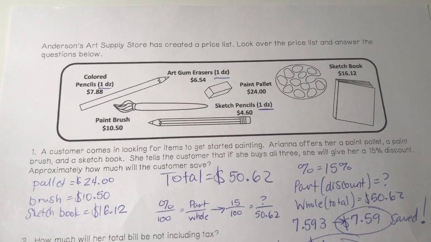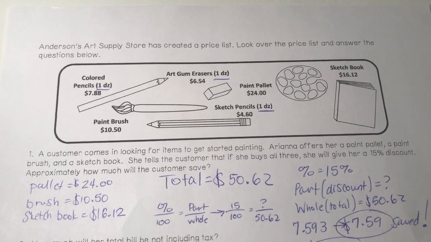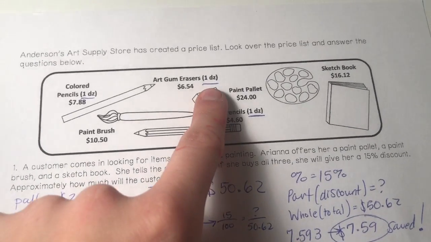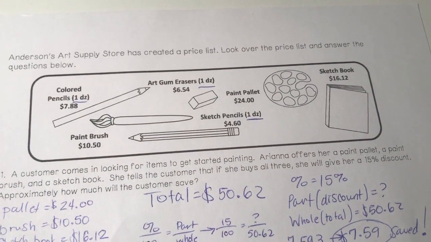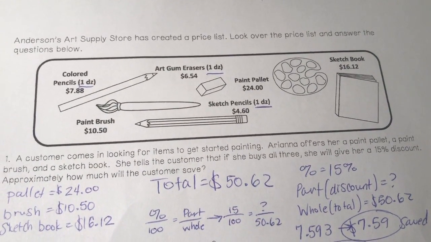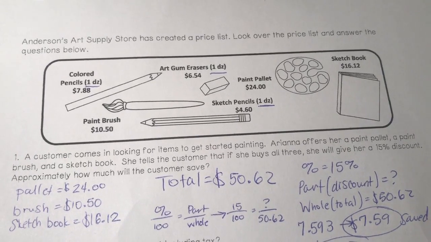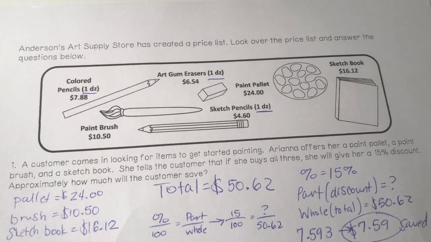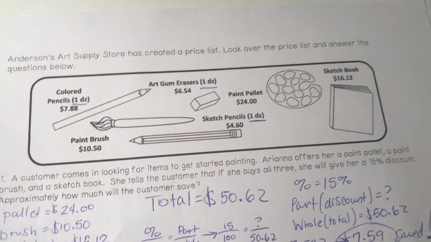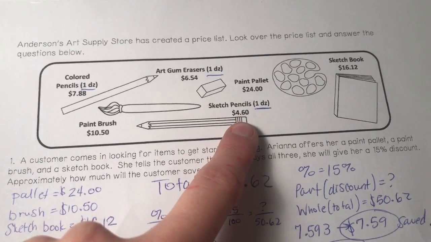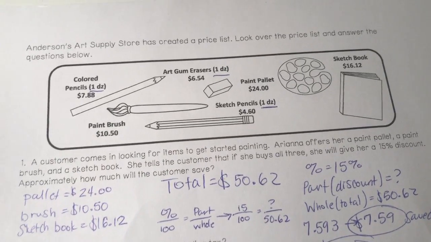I'm going to be honest, I don't really know what that is. But notice that says there's 1 dozen in that. Okay, so that means you get 12 erasers for $6.54. A paint palette, that's what they put the paint on. Maybe you art people can tell me what a gum eraser is. A sketchbook, again, sketch pencils, but it's 1 dozen for $4.60, and then a paintbrush.